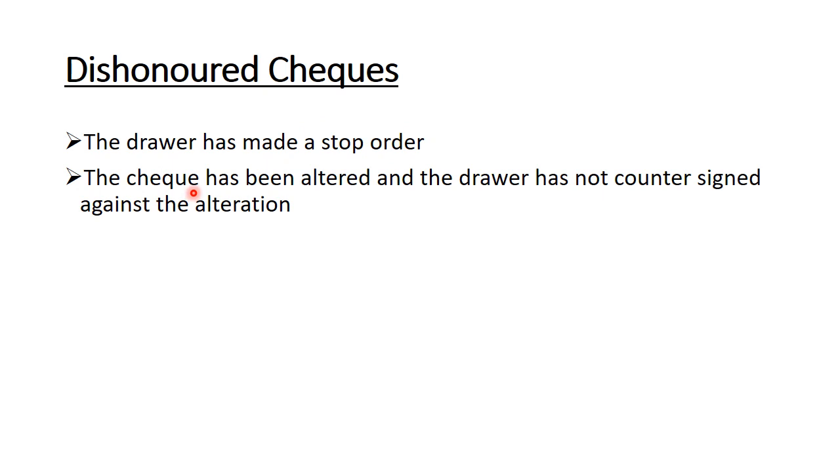Also, it can happen that the check has been altered or changed. Altered means changed. So it can happen that the check has been changed and the drawer has not countersigned against the alteration. So when there is a change on the check, the owner of the check, the drawer, has to sign to show that they are aware of the change. Therefore, if the drawer has not signed, then the check will be rejected.